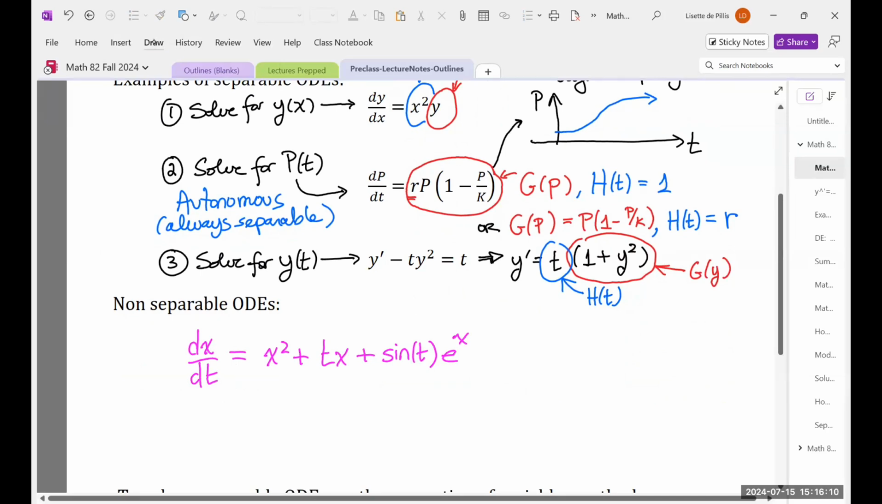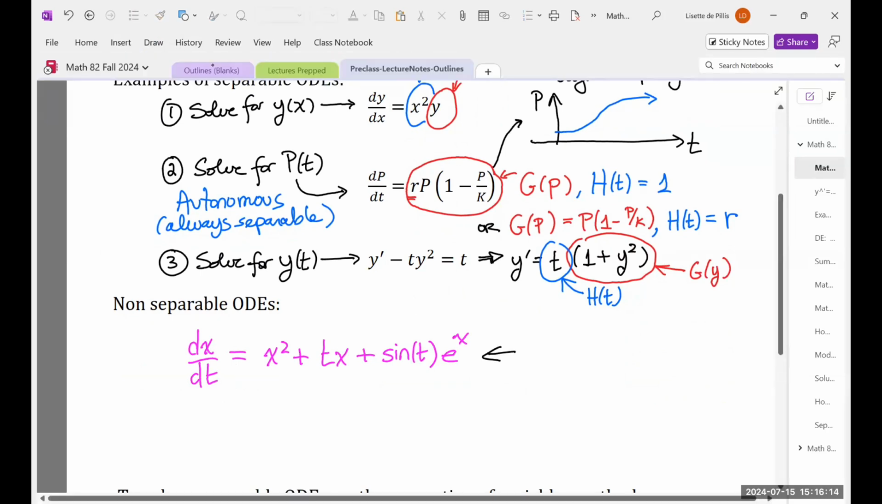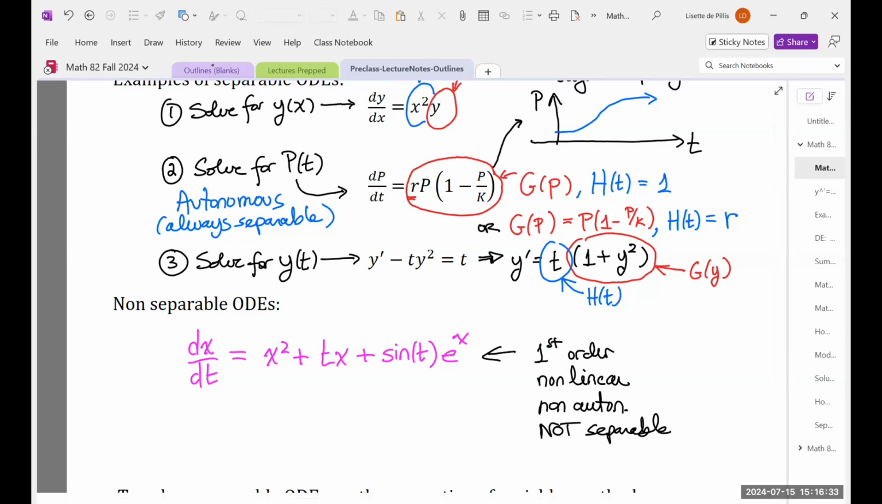This thing, if we want to categorize it, which is always a good idea to do, this is first order. It is nonlinear, as we saw. It is non-autonomous. And it is not separable. So that's an example of one that we cannot solve using separation of variables.